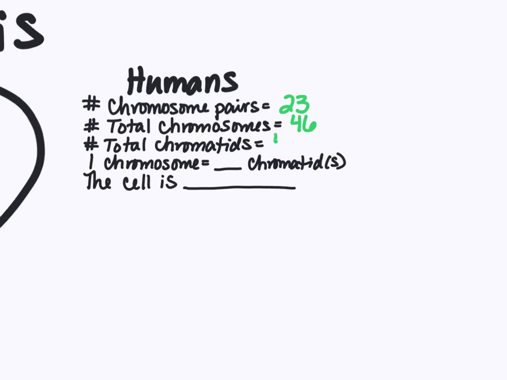We also have a total of 46 chromatids, and that's because each chromosome only consists of 1 chromatid at this point. Now, because we have paired chromosomes, this means that we have homologous chromosomes present. And whenever we see that we have paired homologous chromosomes, it means that the cell is diploid.